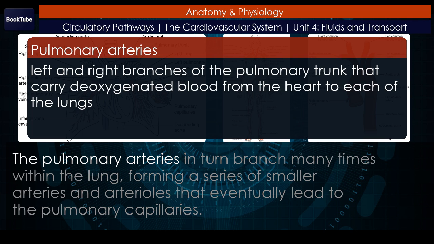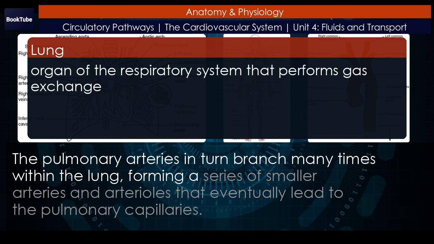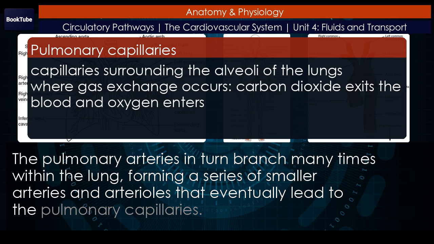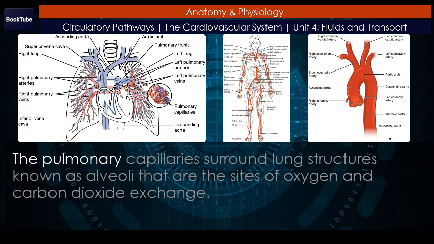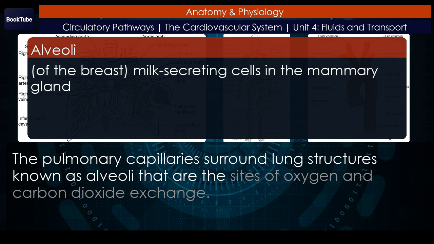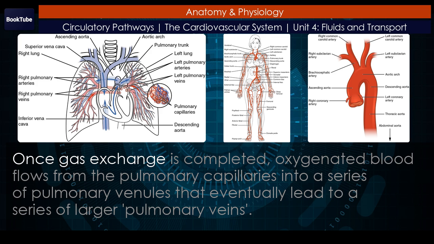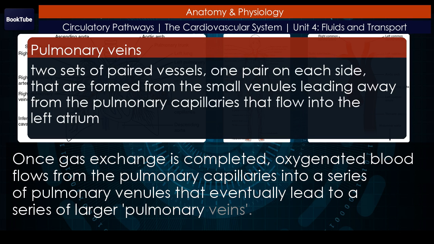The pulmonary arteries in turn branch many times within the lung, forming a series of smaller arteries and arterioles that eventually lead to the pulmonary capillaries. The pulmonary capillaries surround lung structures known as alveoli that are the sites of oxygen and carbon dioxide exchange. Once gas exchange is completed, oxygenated blood flows from the pulmonary capillaries into a series of pulmonary venules that eventually lead to a series of larger pulmonary veins.